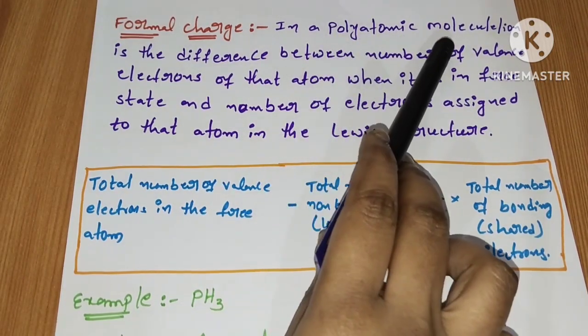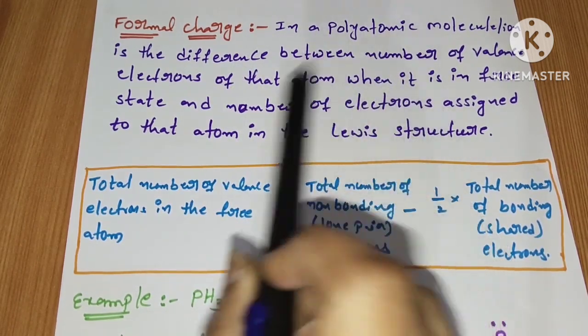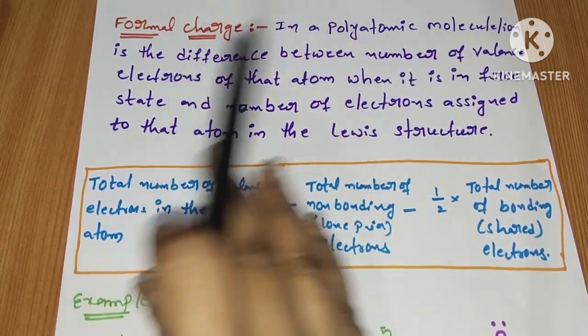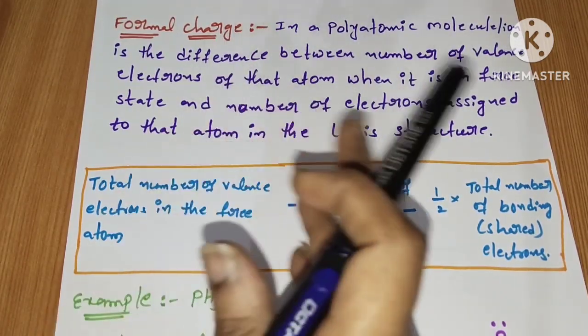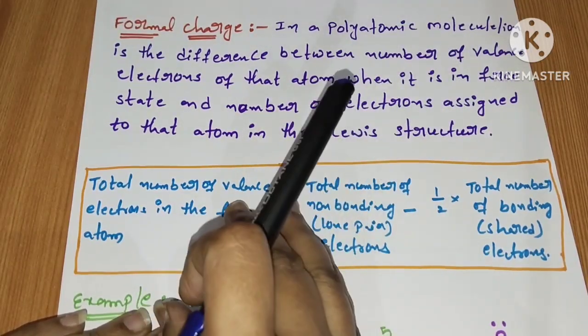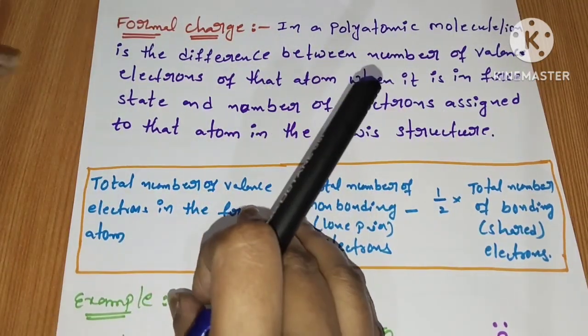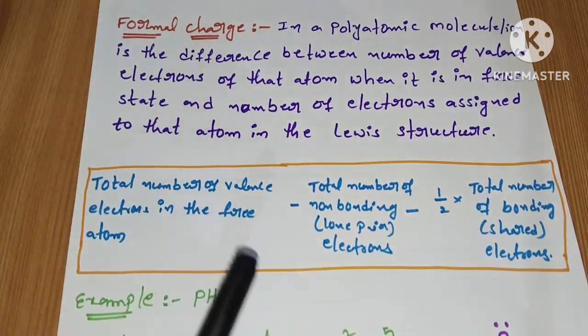What is a polyatomic molecule? A molecule that contains more than two atoms held together by covalent bonds. The atoms can be from the same element, like S8, or from different elements, like H2O. Now let's get back to formal charge.